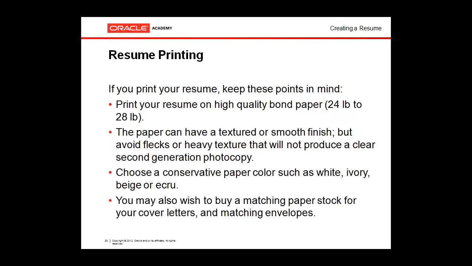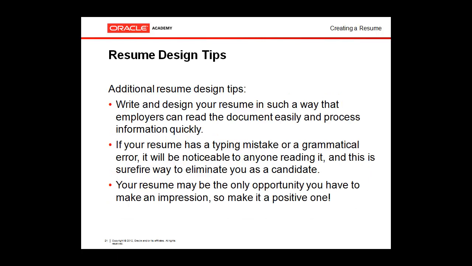Print your resume on high-quality bond paper, 24 pound to 28 pound. The paper can have a textured or smooth finish, but avoid flecks or heavy texture that will not produce a clear second-generation photocopy. Choose a conservative paper color such as white, ivory, beige, or ecru. You may also wish to buy a matching paper stock for your cover letters, matching envelopes, and thank you notes.